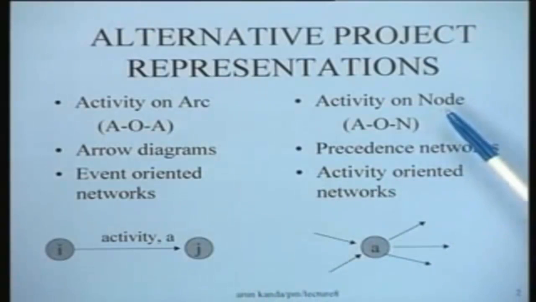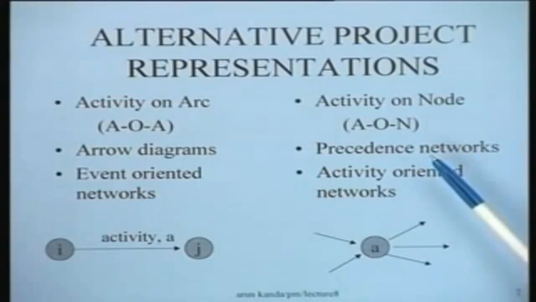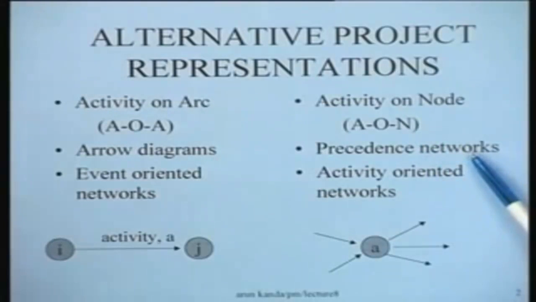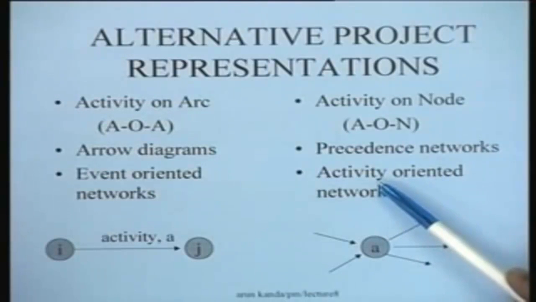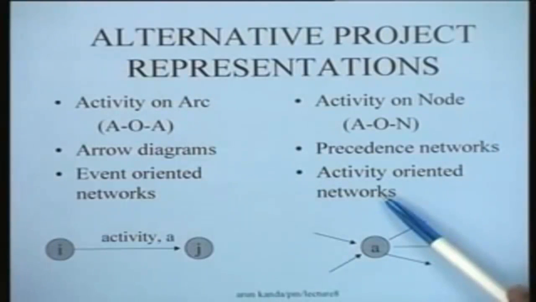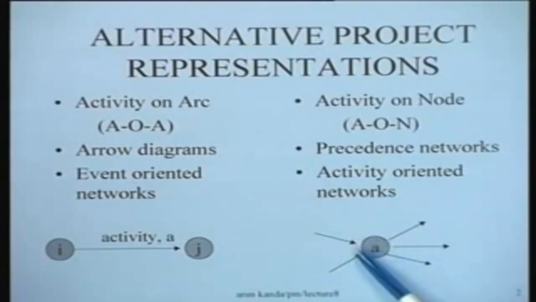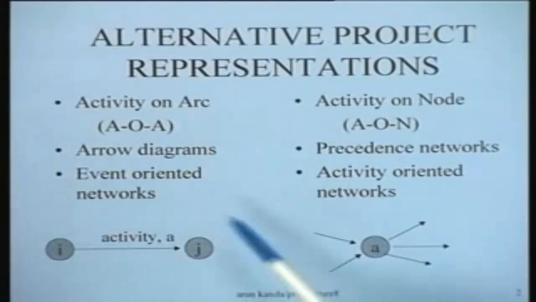On the contrary, when you refer to an activity on node network, these networks in common parlance are also known as precedence networks, and the kind of algorithms which are used for scheduling here are typically referred to as activity oriented networks, because each node on the network is now representing an activity and it is not representing a point in time or a milestone as it was in the AOA network.